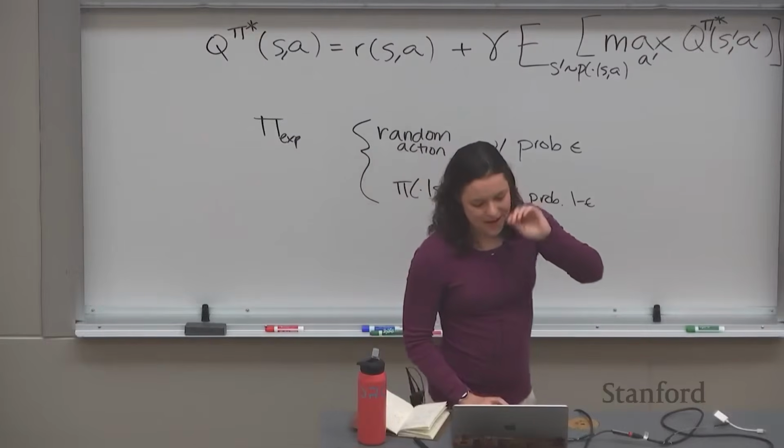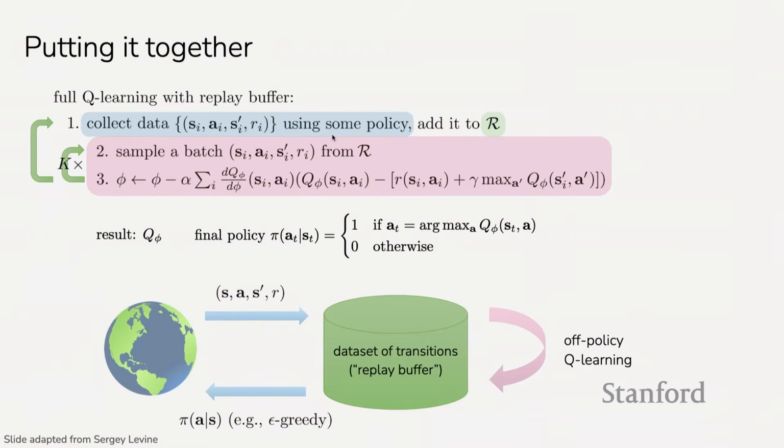Right. If the replay buffer size is 1, and this policy is not the same as this, then that's still off policy because the policy is different. Yeah, it's a good point. So yeah, this policy might be different from the one that you're actually on.